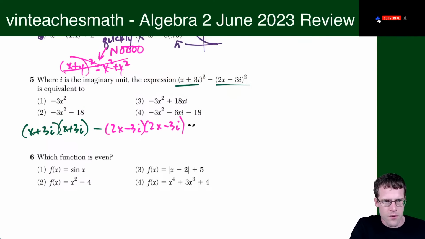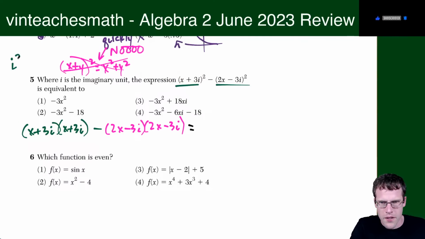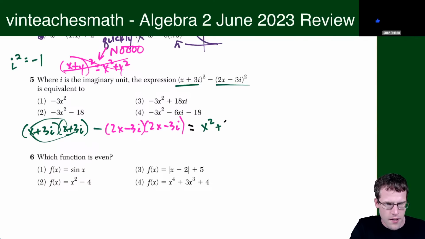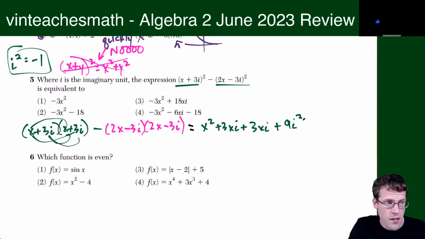So this is now equal to, so we will work this out. And one thing to be mindful of, i squared is -1. So just keep that in mind. So x times x is x squared. Then we have plus 3xi. Plus we distribute the 3i, we get 3xi again, because I'm doing 3 times i times x, that's 3xi. And then I have 3i times 3i, which is 9i squared. Okay, but here it is. i squared equals -1. So I already see this is going to switch in a moment.